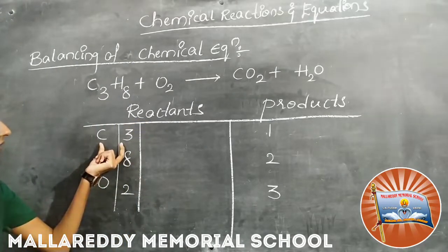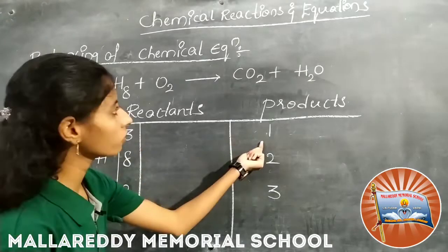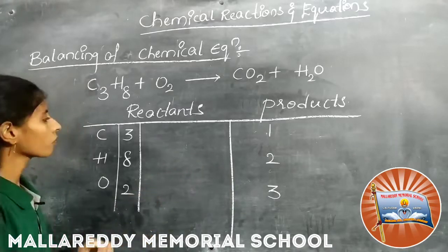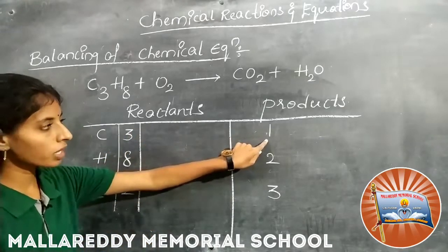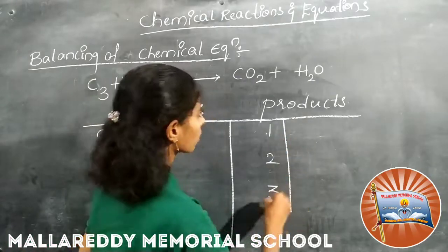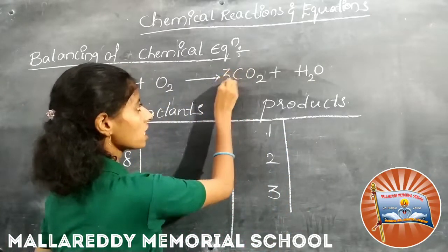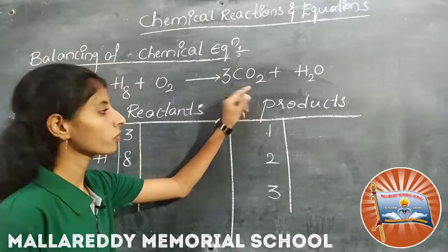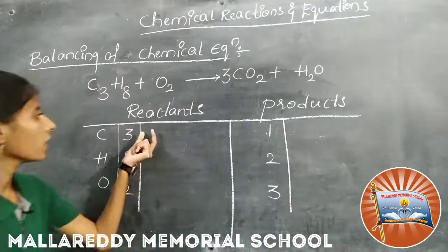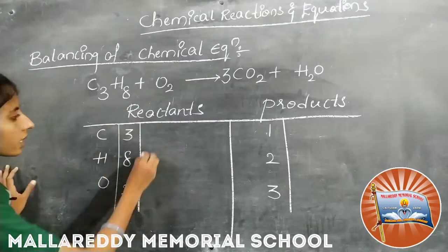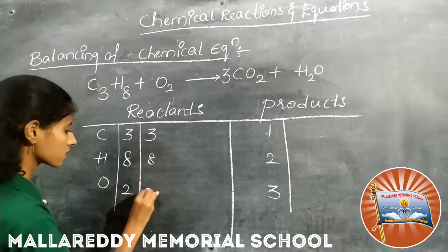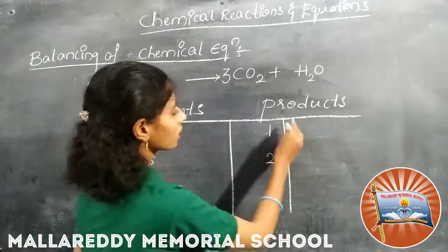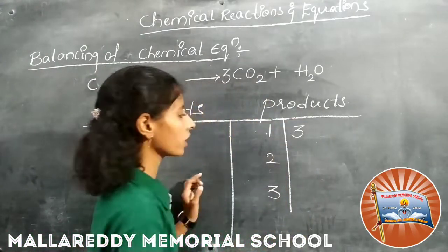Now on the reactant side we have 3 carbon atoms. On the product side we have only 1 carbon atom. First we have to balance these carbons. So here we have less number, so I want to take the number as 3. So here we have 3 molecules of CO2. Now we are not changing any number on the reactant side, so I am writing the numbers like this only. So here it is increased from 1 to 3.